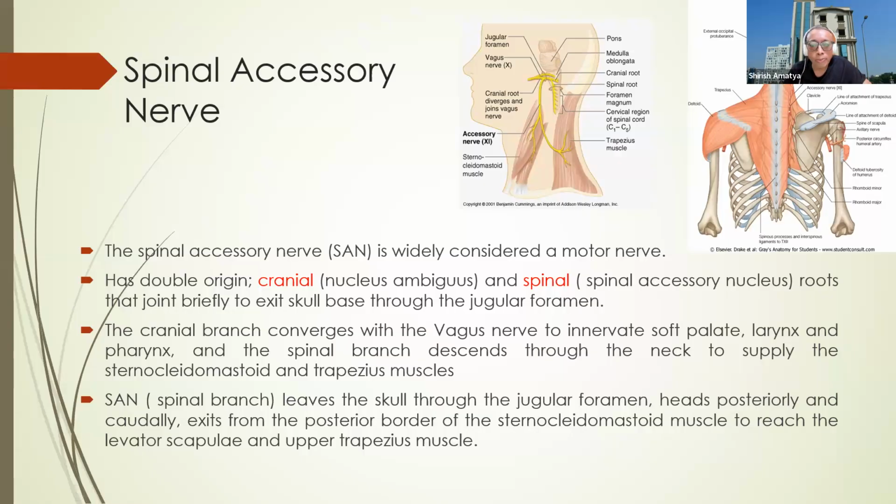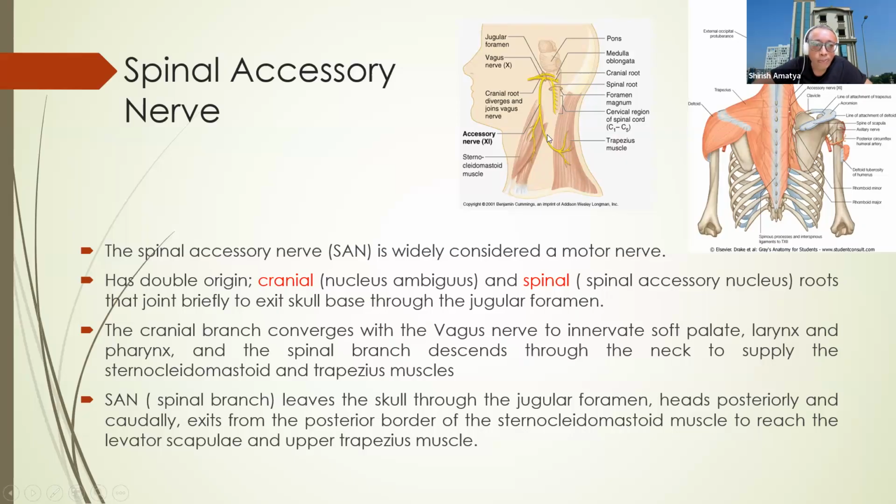The cranial branch basically merges with the vagus nerve and innervates the soft palate, larynx, and pharynx, whereas the spinal branch descends posteriorly and downwards, and it exits from the posterior border of sternocleidomastoid and reaches down and supplies the trapezius muscle. So as you can see in the picture, the spinal accessory nerve basically supplies two muscles. Anteriorly, it supplies the sternocleidomastoid muscle, and posteriorly, it supplies the upper part of the trapezius muscle.